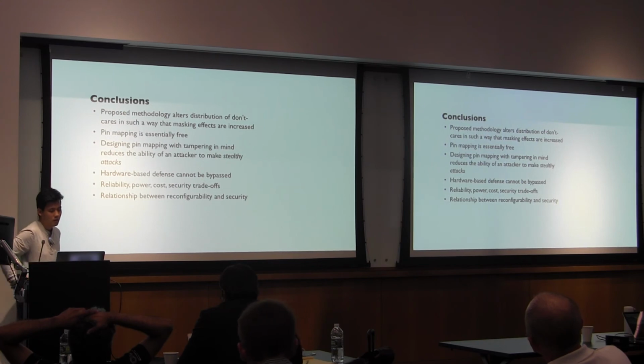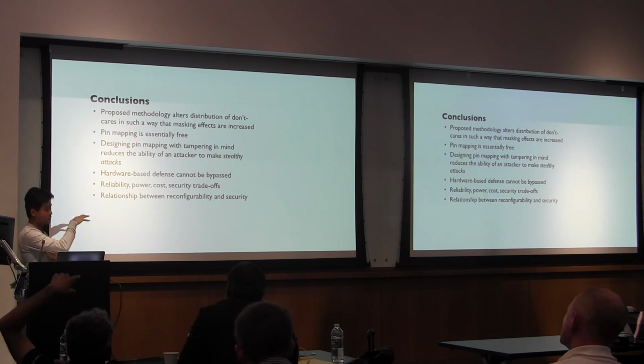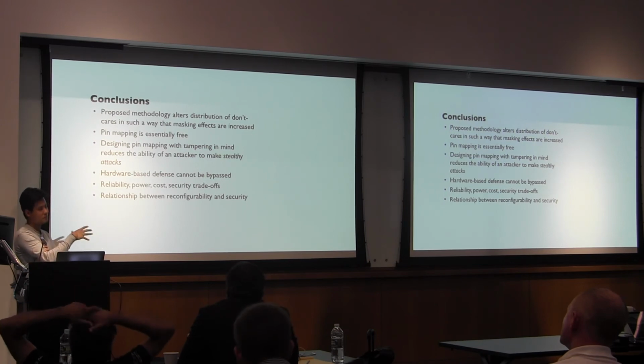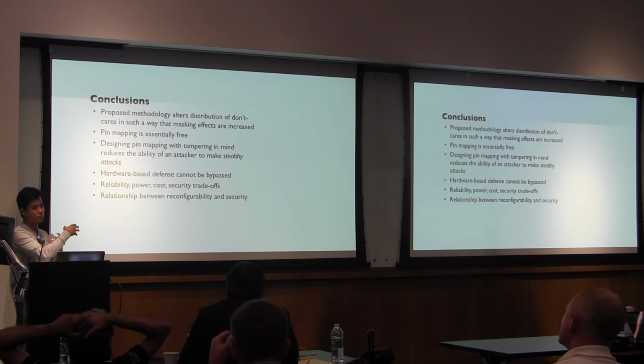So in conclusion, this is a very simple methodology that alters the distribution of don't cares, such that we increase masking effects and make tampering attacks more difficult for an attacker. And this is great because this is done at the low-level design phase, and pin mapping is basically free, right? If you consider it in the design phase and say that you want to do it, you can just do it and get it for free. It's hardware-based. You can't bypass it. It's intrinsic to the way the biochip works.